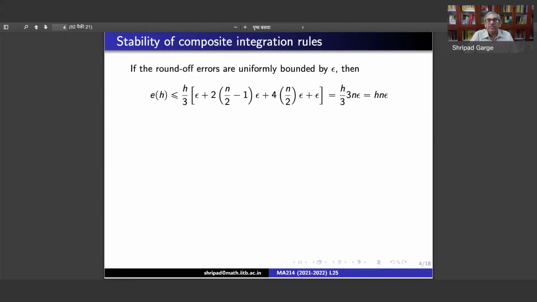And what is h times n? h times n is the length of the interval you are working with. So e(h) is less than or equal to (b minus a) epsilon.